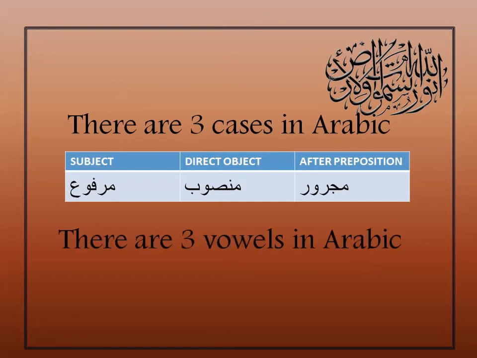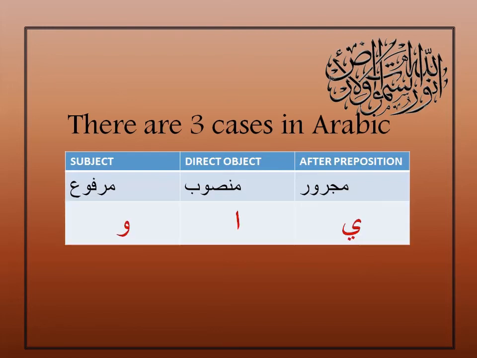As you know, there are also 3 vowels in Arabic. Right? Now look, isn't this perfect? 3 cases. Okay, this is going to work out perfect. 1 vowel for each of these. So what we want you to do is associate the following vowels with the following cases.